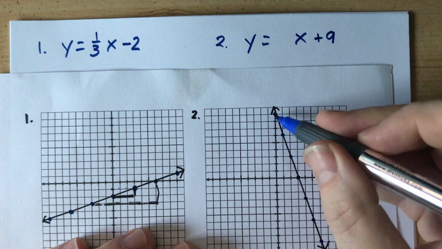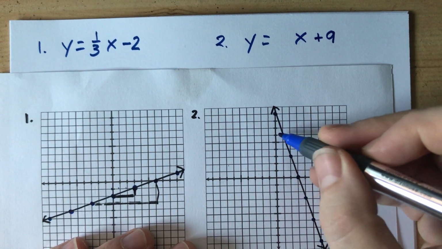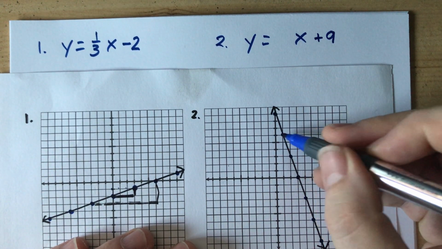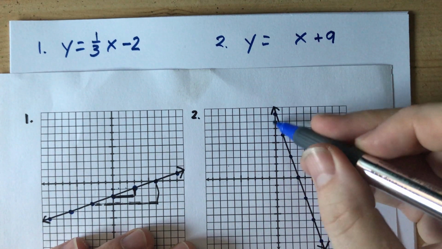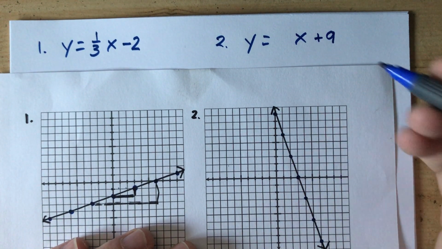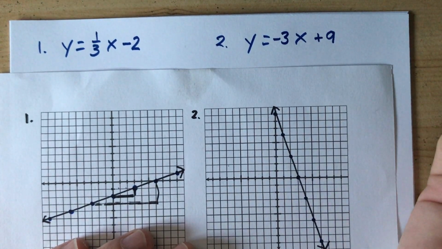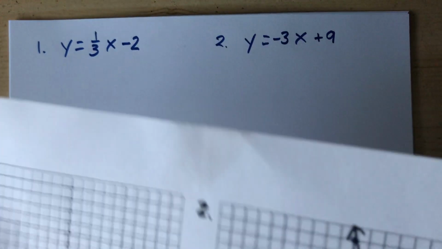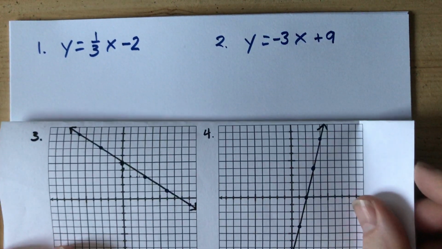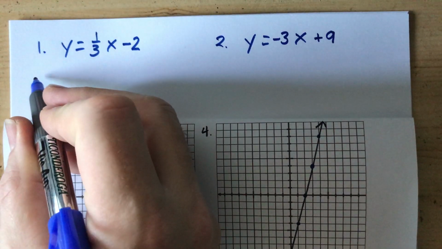I'm going down, 1, 2, 3, right 1. Down 3, right 1. If I went to the next point, it'd be down 6, right 2. Either way, you get -3. If you did -3 over 1, that is perfectly fine too, of course. Moving on to number 3.